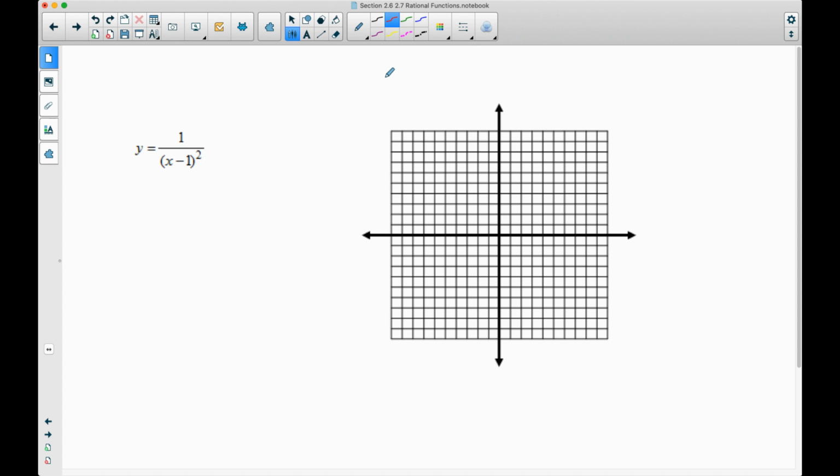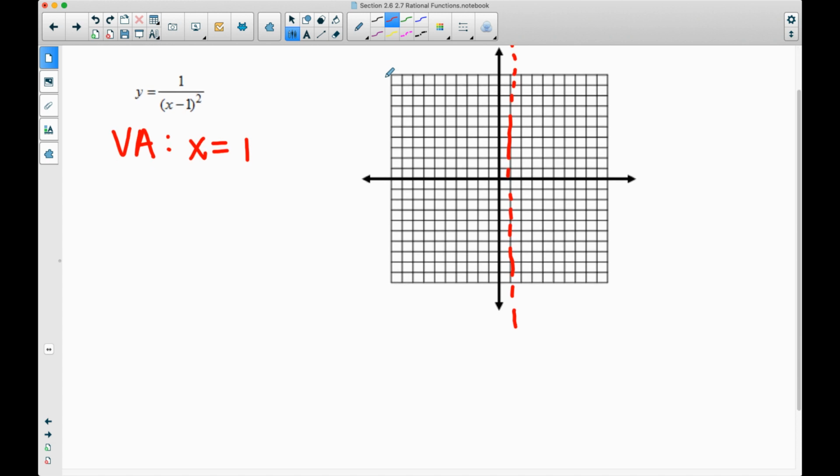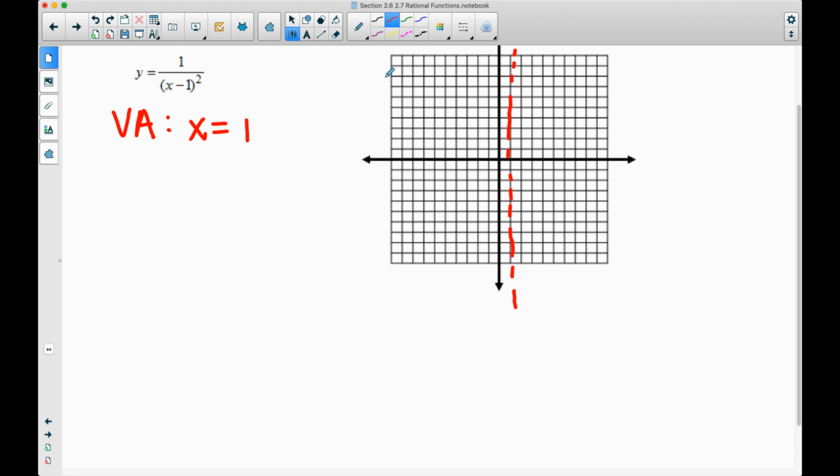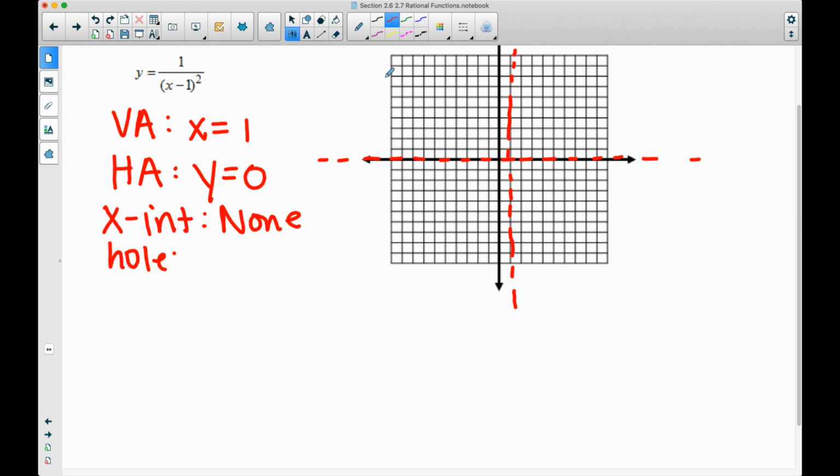All right, so let's see what we know so far. We know our vertical asymptote is going to be at 1. Even though there's 2 of them, we just are at 1. Do we have any holes in our graph? No. Who has the highest degree? Bottom. So at the bottom, y equals 0. X-intercepts. Again, we just have 1 up there. Literally the number 1, so none. We don't have any holes. And we don't have any oblique asymptotes.